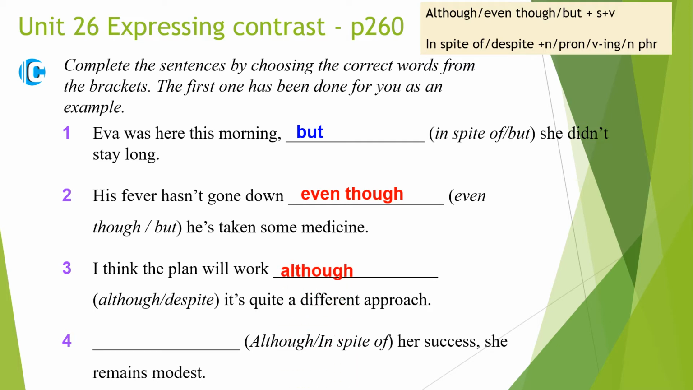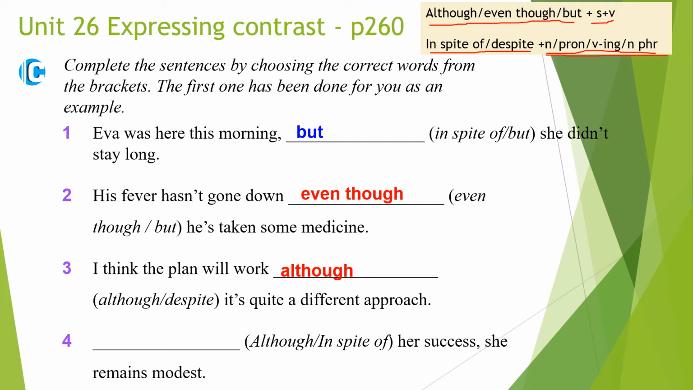Although, yes. Can you see? Shall I draw it? Although, even though, but, they are followed by subject and verb. Despite or in spite of, they are followed by noun, pronoun, gerund, or noun phrase. No verb at all. When you use in spite of or despite, it is quite easy for you to tell the difference, to answer the questions.